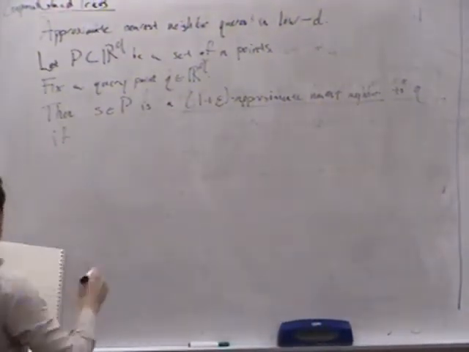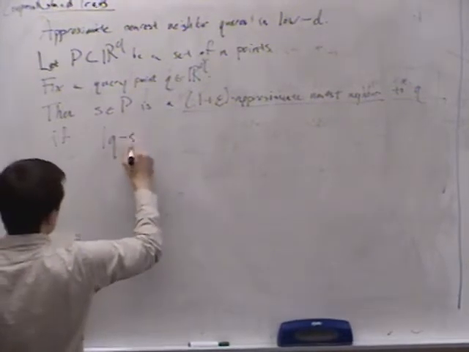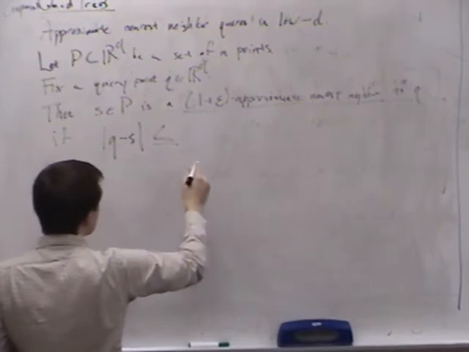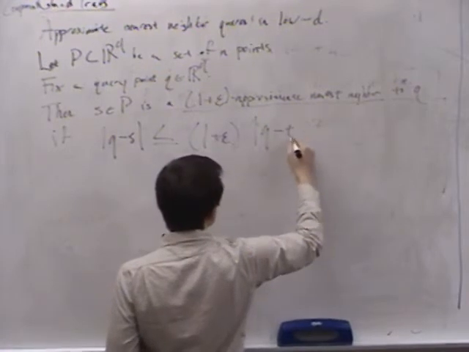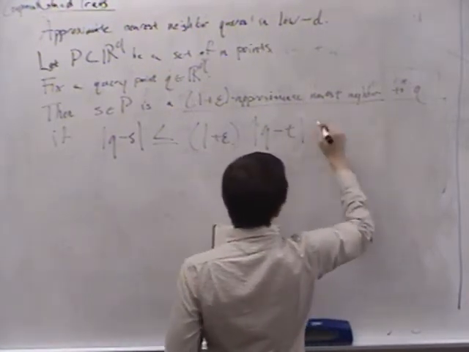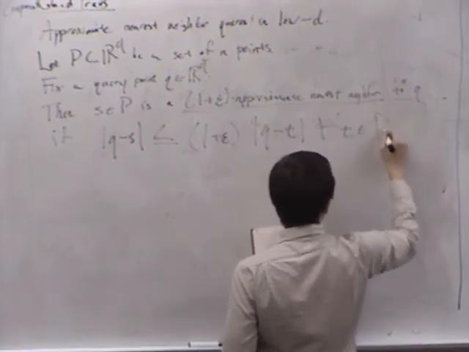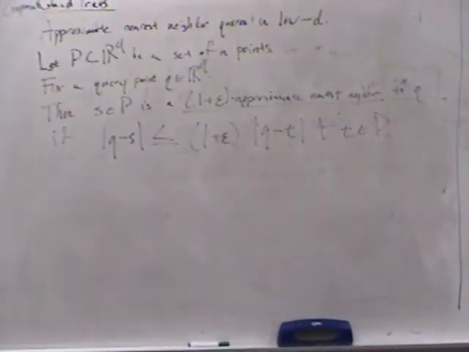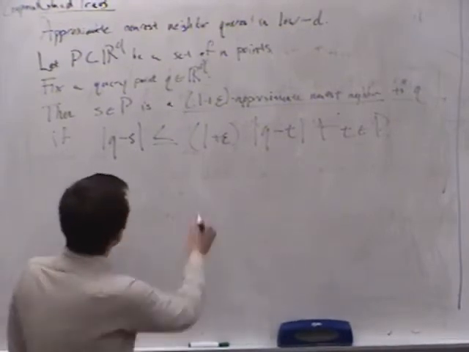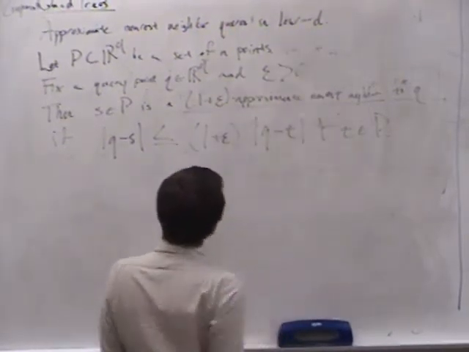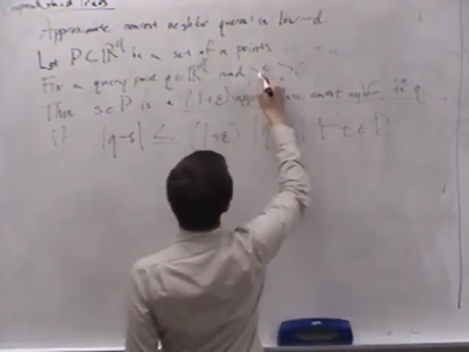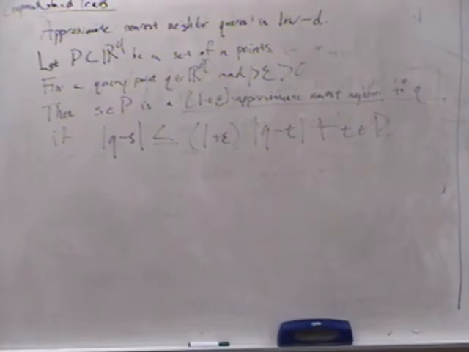If the distance between Q and S is less than or equal to 1 plus epsilon times the distance between Q and T for all T in P. That basically means that some point S happens to be almost a good enough nearest neighbor. And I should also say, we also need to fix an epsilon greater than 0. So this thing has to be strictly bigger than 0, and we'll also require it to be less than 1. So it's somewhere between 0 and 1, some tiny number.